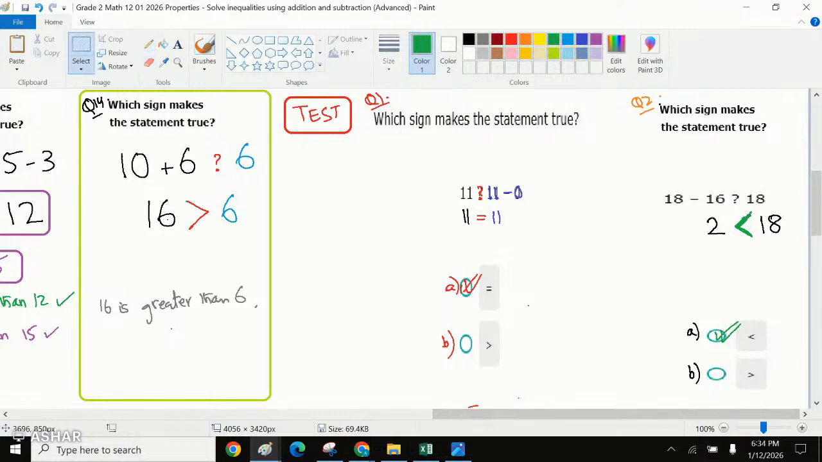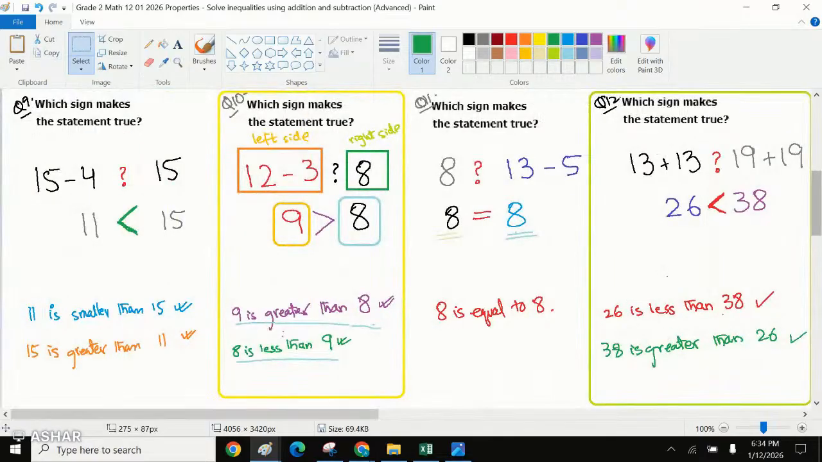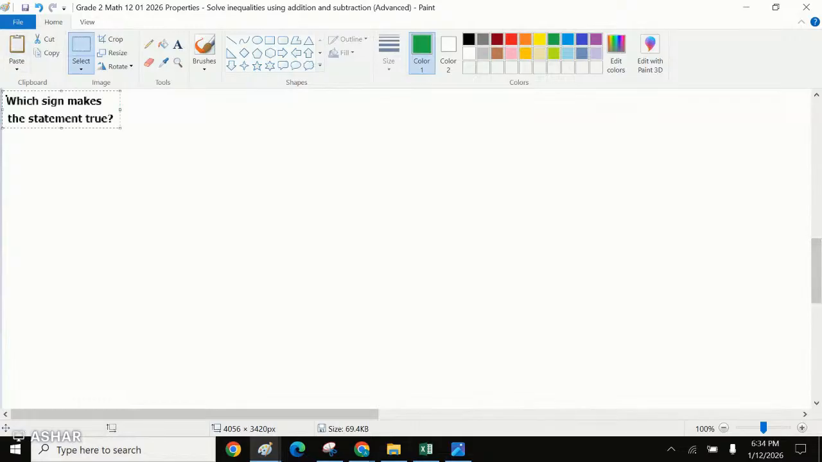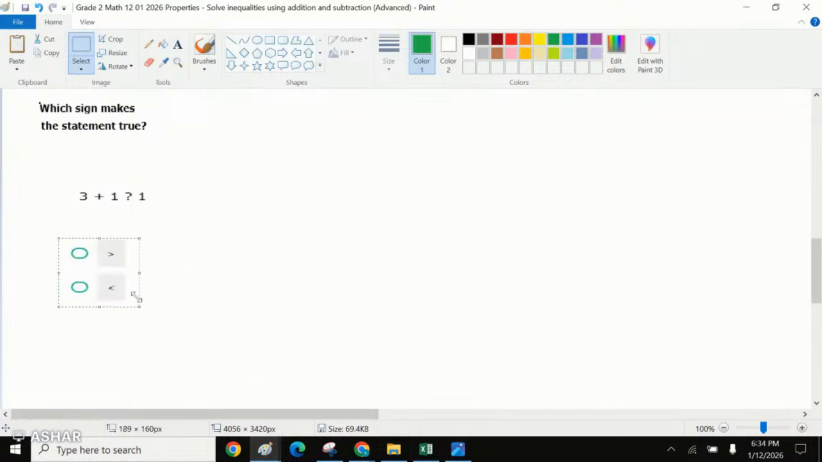Okay, let's move ahead to the next question. Let me just copy this. Question number 3 from the test states: which sign makes the statement true? Okay, that was greater, less than. The next question would be, I'll just copy this. Okay, and this was the given question to us. And these are the two options we have. This is question number 3, option A and option B.